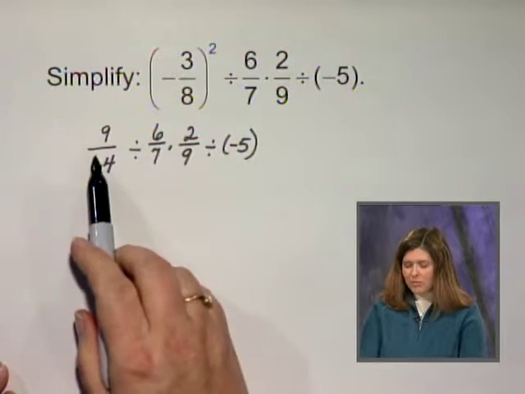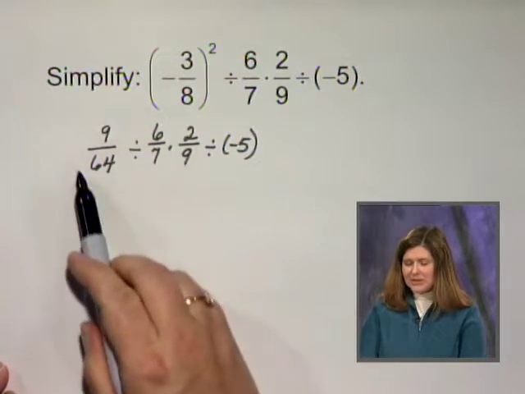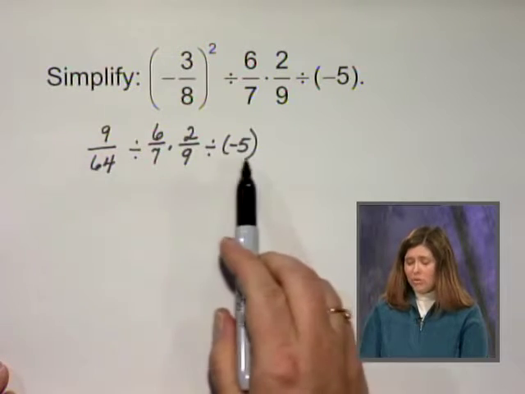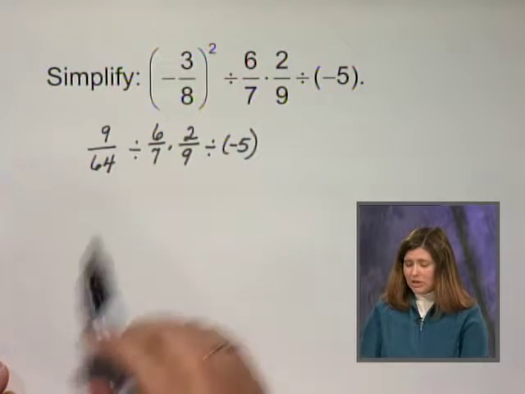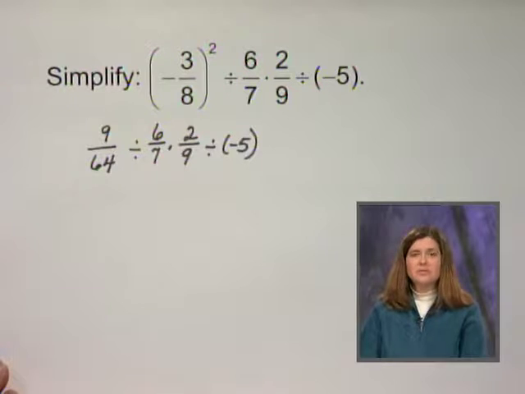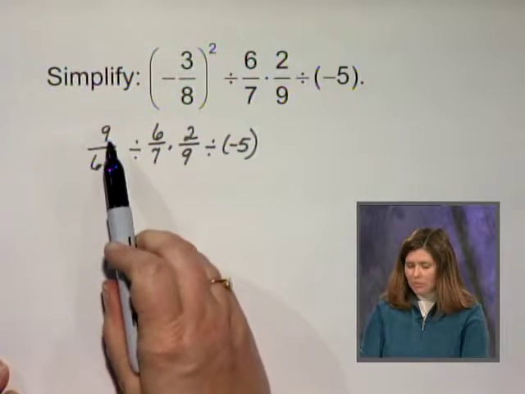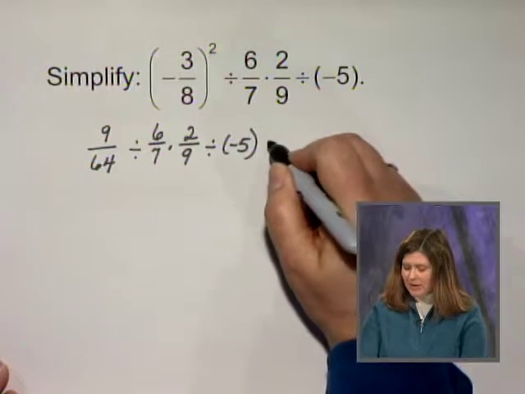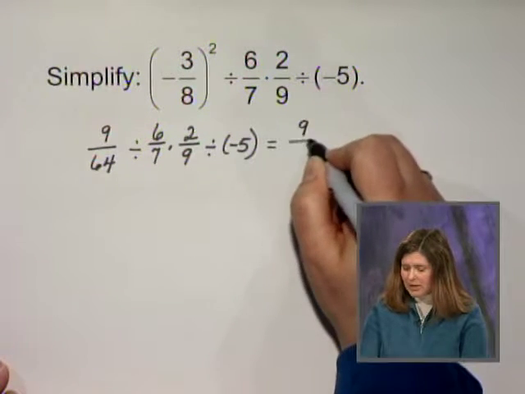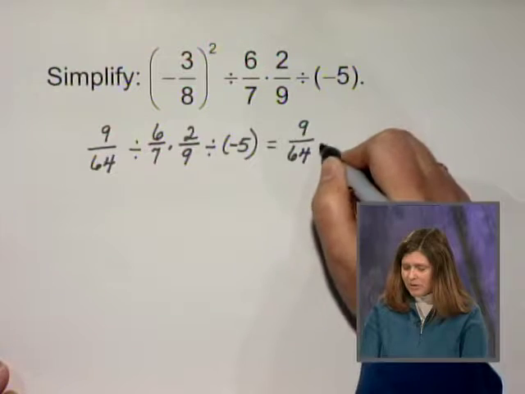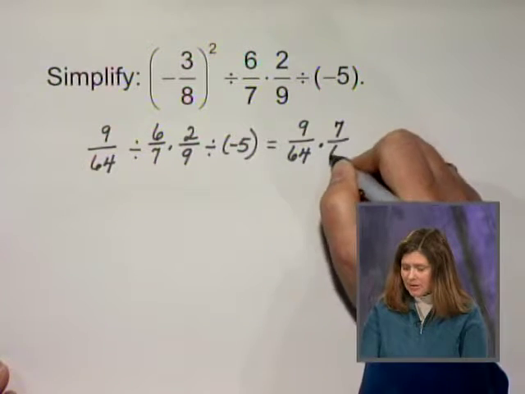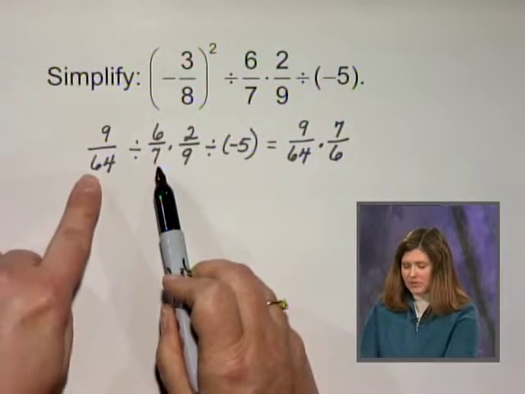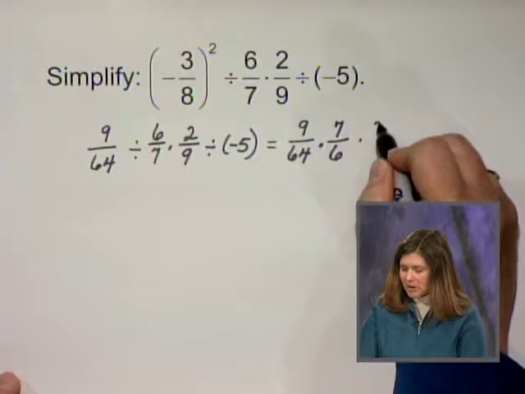And now we can take the next multiplication or division in order from left to right, since all of the operations in this expression are division or multiplication. We divide 9/64 by 6/7. Now that means we multiply 9/64 by 7/6. I'm now working on this division, and I copy the rest of the problem.